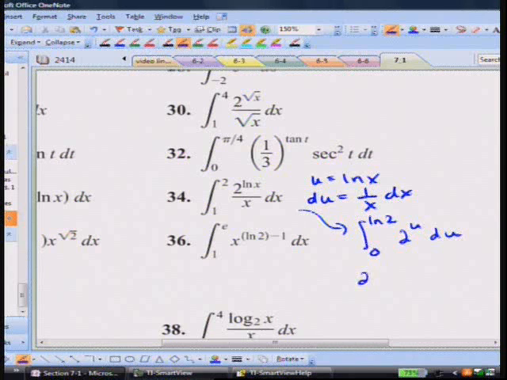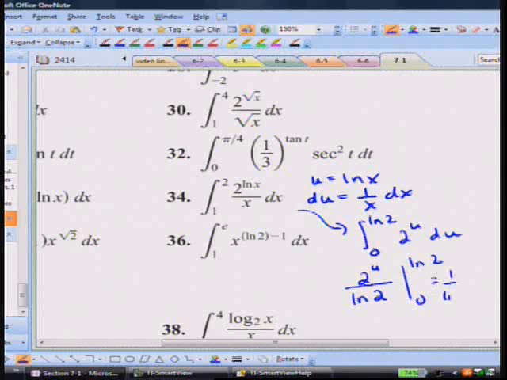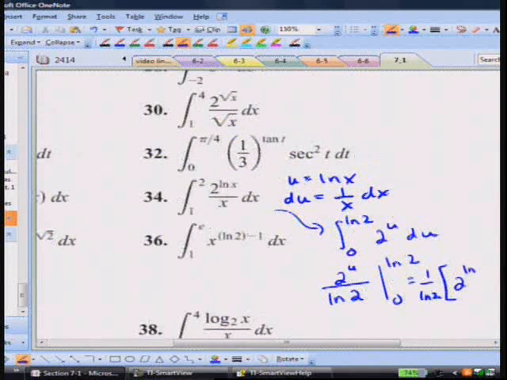And this is 2 to the u over ln 2, evaluated from 0 to ln 2, which is really weird. But anyway, it's 1 over ln 2 times 2 to the ln 2 minus 1. You really can't clean that any more than that. If it were e to the ln 2, that would be 2. But 2 to the ln 2 is just what it is. Okay.